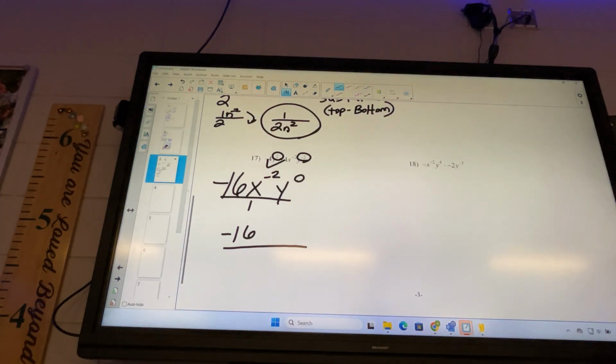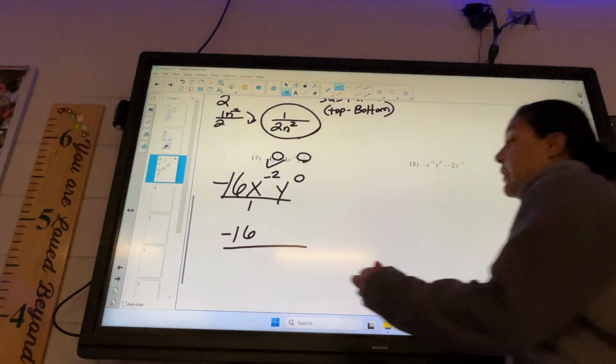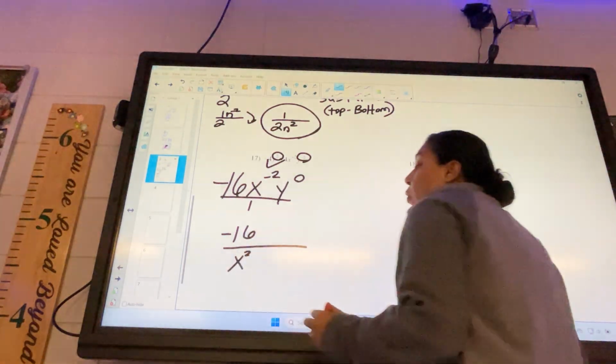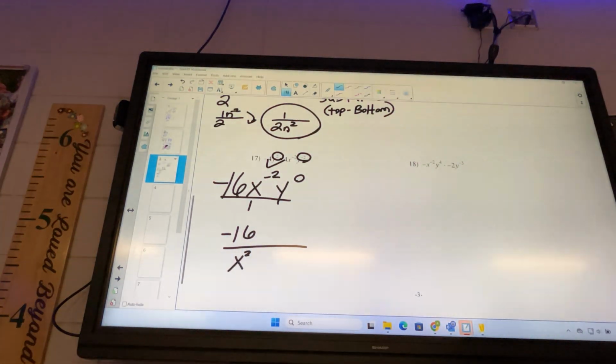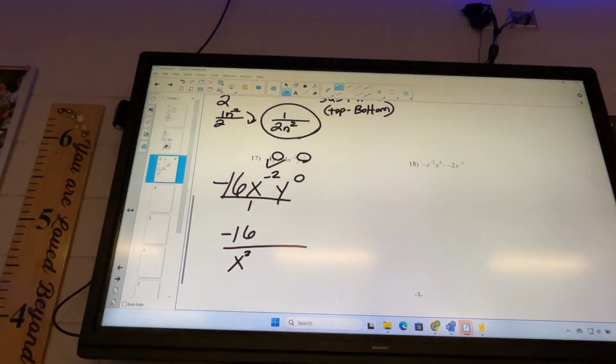Okay, the x to the negative 2, where's he going to go? Where's he right now? He's on the top and he has a negative, so that means we need to move him. So the only place he can go then is to the bottom, and it's going to become a positive. So it's going to say x to the 2. Y to the 0, where's he right now? At the top, does he have a negative? No. So does he need moved? No. So we're going to leave him back at the top.